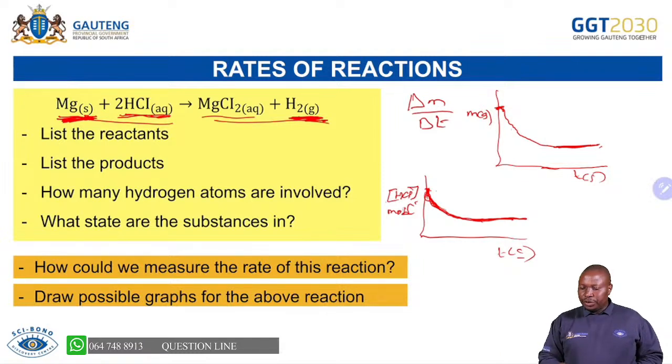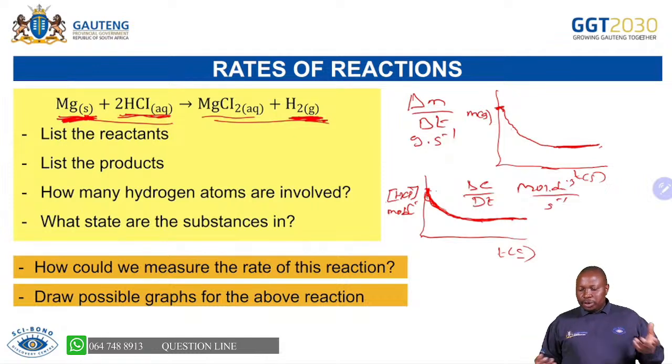So graphs like that are graphs of the reactant. It can be the graph of the concentration. If it's concentration, you know it's the change in concentration per unit time, and then the SI unit there would be mole per cubic decimeter per second. For this one, the change in mass, it will be grams per second. So all the time you are able to check.